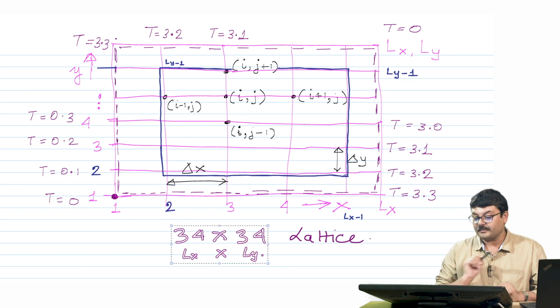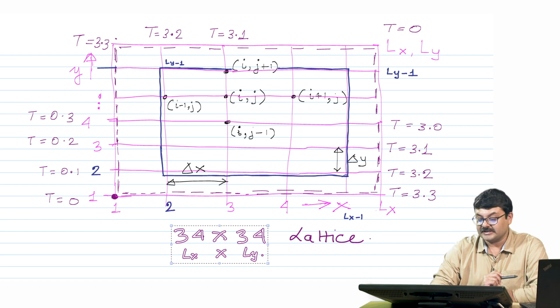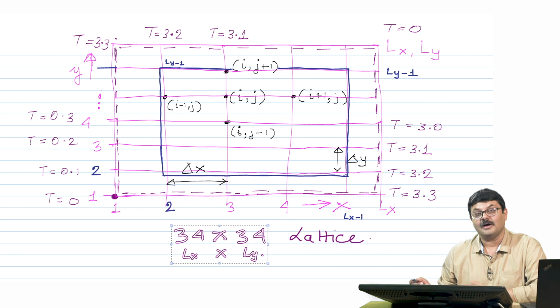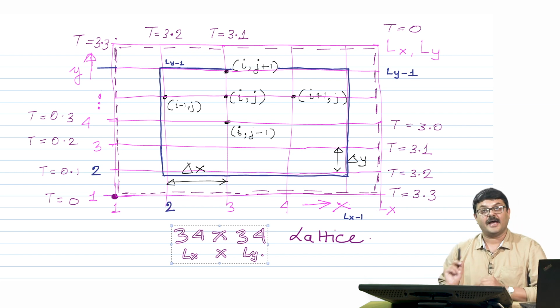And we basically have a 34 cross 34 lattice. So, the loop shall essentially go from 2 to 33, or Lx minus 1, and again 2 to Ly minus 1, and so on.